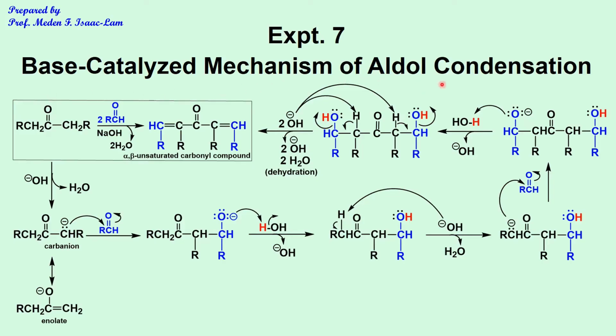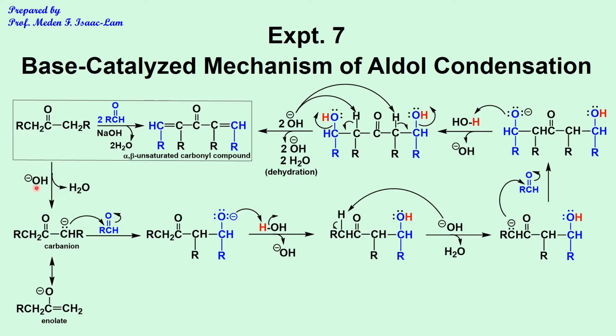Base-catalyzed mechanism of aldol condensation. In the experiment, one equivalent of the ketone is reacted with two equivalents of the aldehyde to form an alpha beta unsaturated carbonyl compound. This compound is the aldol condensation product, which is a bigger structure than the original ketone and aldehyde. The aldehyde is color-coded blue. In the final structure, the carbons colored blue are coming from the two aldehydes.